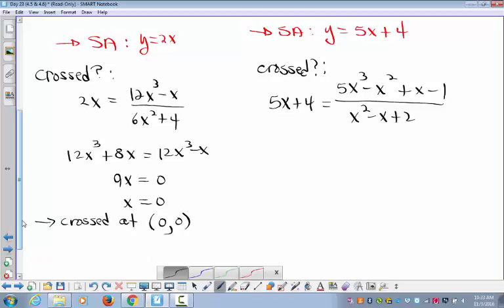We're going to take the 5x and multiply it across, so we get 5x cubed minus 5x squared plus 10x. So that's 5x being distributed across this polynomial. And then we have to distribute the 4, so we get 4x squared minus 4x plus 8. And that's going to be equal to the numerator on the right.